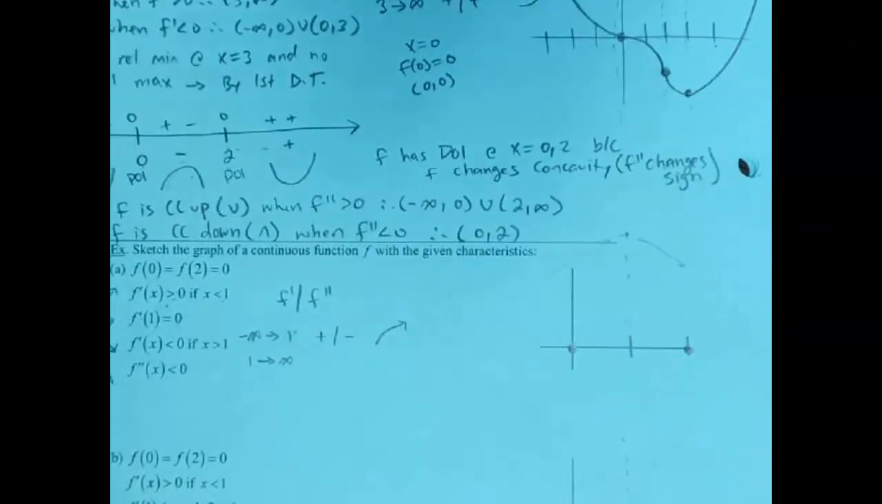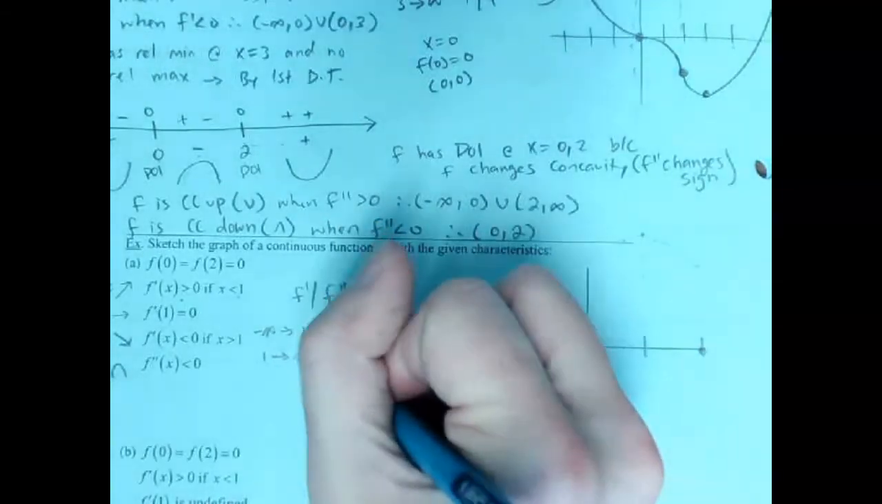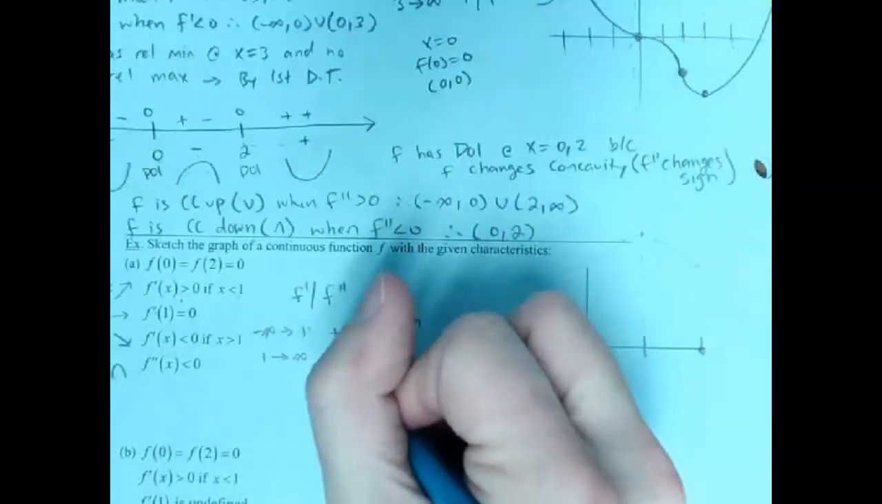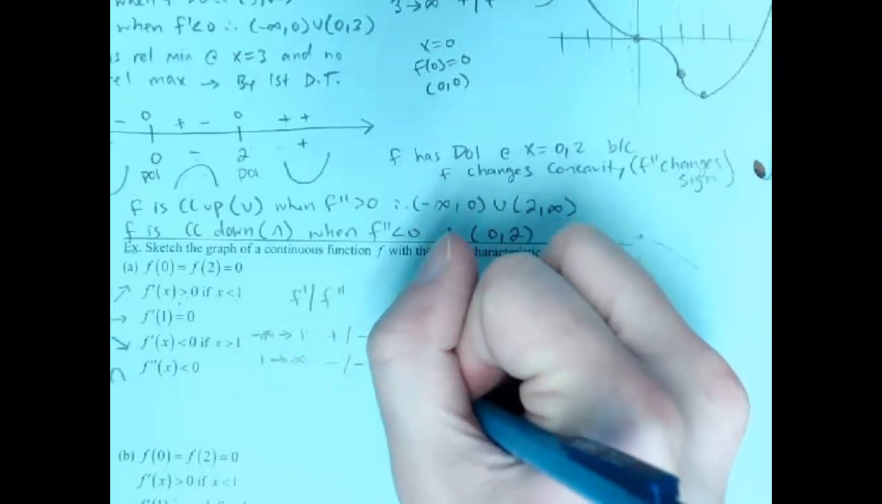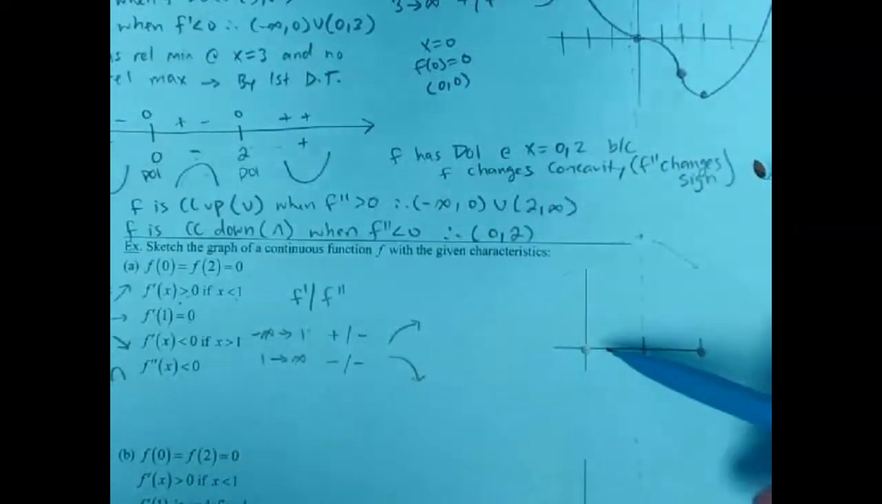Okay, and then the next interval, it says now the first derivative is negative, and the second derivative is still negative. So that's your negative, negative case. That's the one that's going to look like this. So I know I've got to go through this point.